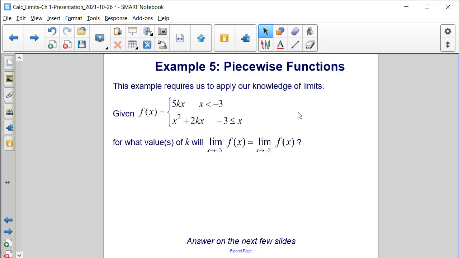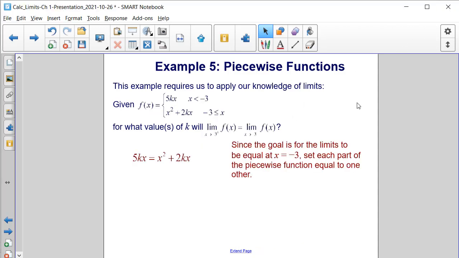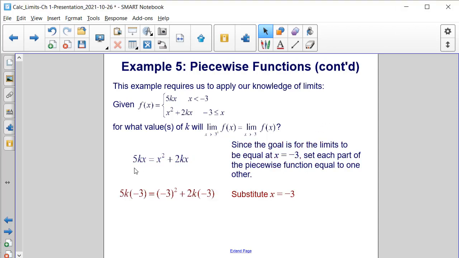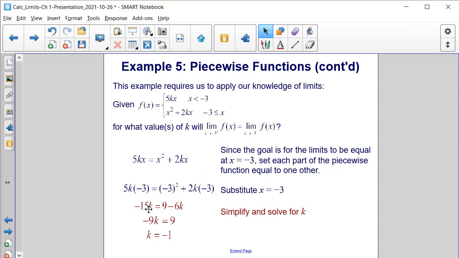This example requires us to apply knowledge of limits. The first step in solving this example will be to set both of our expressions equal to one another. And the reason why we do this is because the goal is for our limits to be equal at the value of x equals -3. Then we have to substitute x equals -3 in for x in all of the x locations that occur. Then we simplify the expressions on each side.